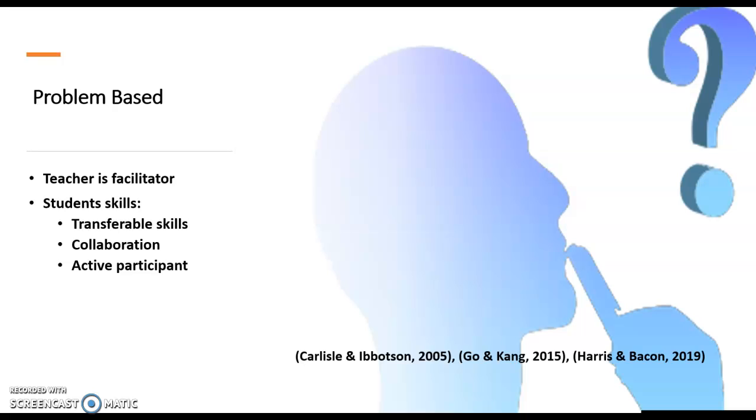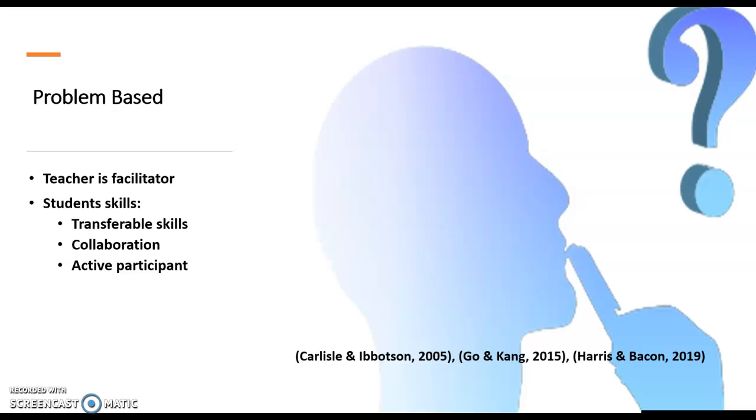This promotes more active learning because it forces the student to work. They can't just get the information given to them, they have to work for that information. And that's a really crucial skill for occupational therapists, Harris Bacon, 2019. The teacher serves as a facilitator and focuses more on assisting the student through the problem versus giving them facts in a list. Go and King, 2015.